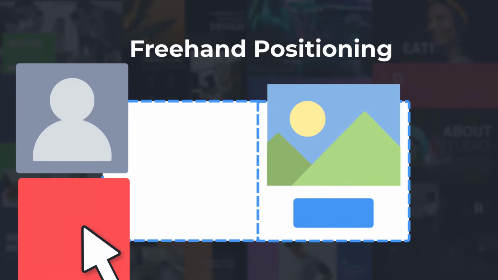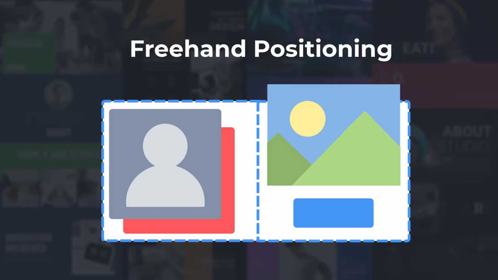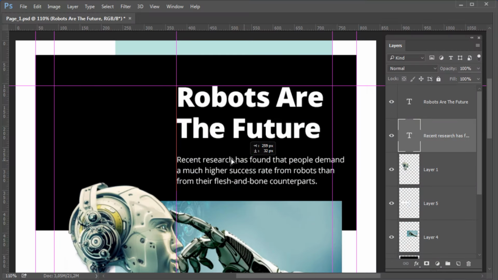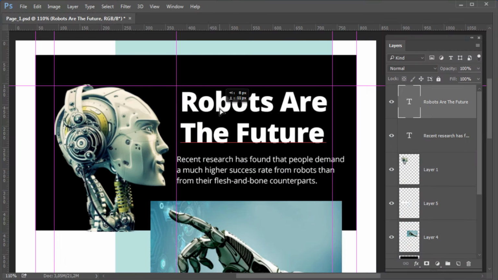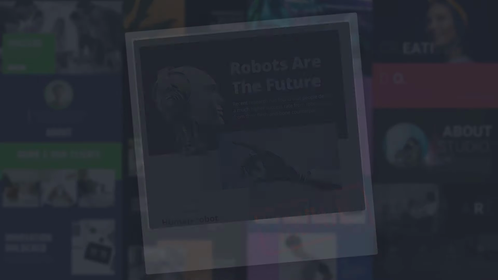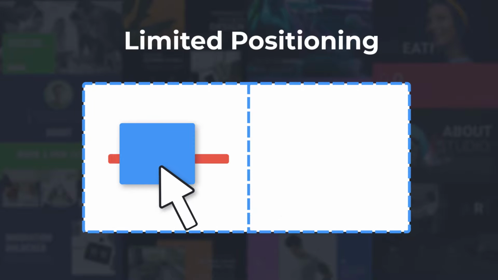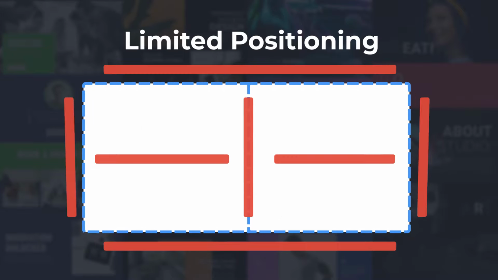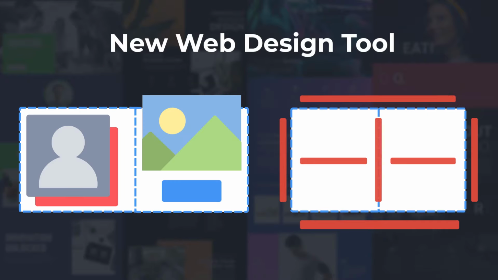Creative designs require freehand positioning. You can use graphic tools like Figma, Adobe XD, and Adobe Photoshop. However, they create image mockups, not working websites. On the other hand, there are site builders, in which you can place elements only into the predefined positions. You need a new tool that combines freehand positioning and site building.